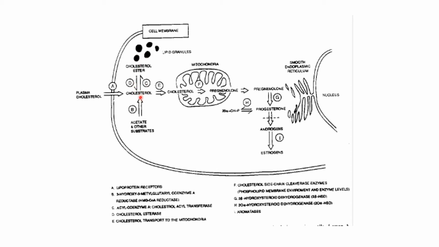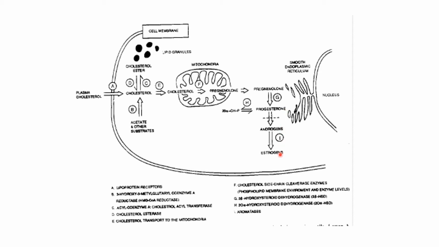And then once you get them out, the first place cholesterol has to go to is the mitochondria. Okay? And once it gets to the mitochondria, it'll be acted upon by different enzymes, which will produce pregnenolone. Pregnenolone leaves the mitochondria, goes to the endoplasmic reticulum, where the enzymes are located to convert it to progesterone. And if this is a testicle cell, like a Leydig cell, it'll continue on to androgen. If it's a female, it'll continue on to estrogen.